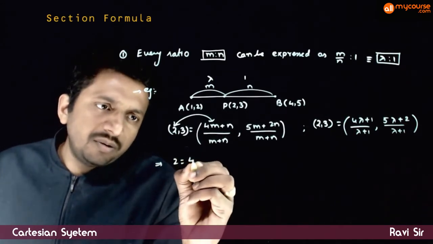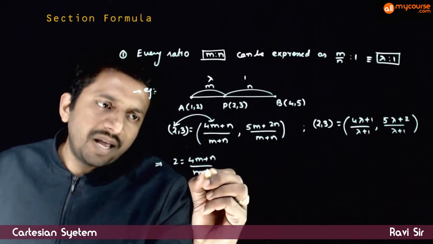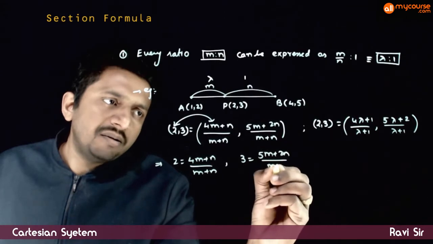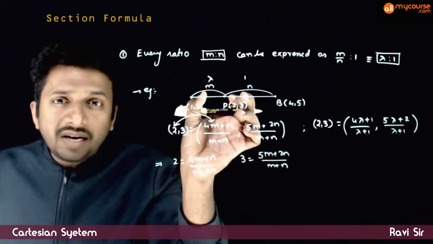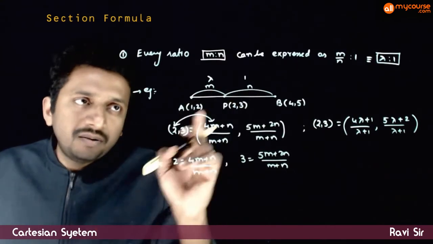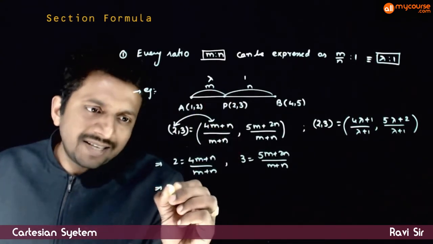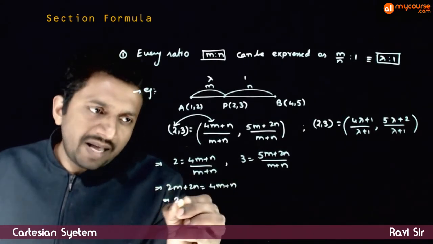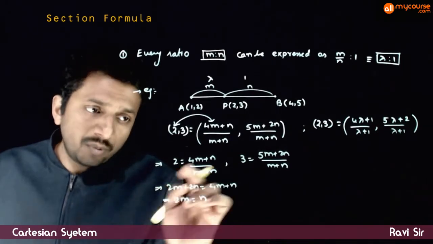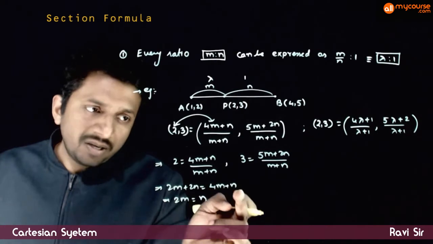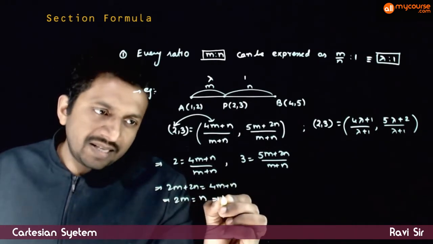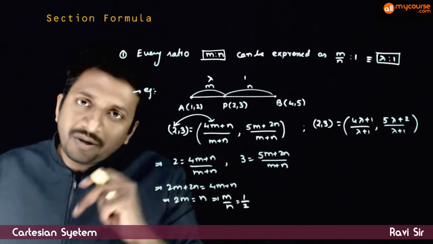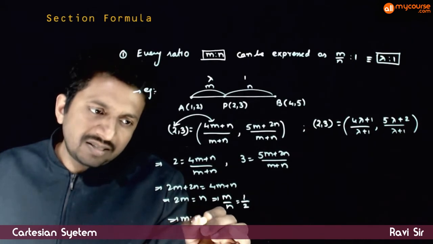So 2 is equal to (4m plus n) by (m plus n). 3 is equal to (5m plus 2n) by (m plus n). And you're required to find the ratio of m and n. This implies 2m plus 2n is equal to 4m plus n. This implies 2m is equal to n, right? If 2m goes onto that side, 4m minus 2m is 2m. 2m minus n is n. This implies m by n is equal to 1 by 2. This implies the ratio is 1:2.